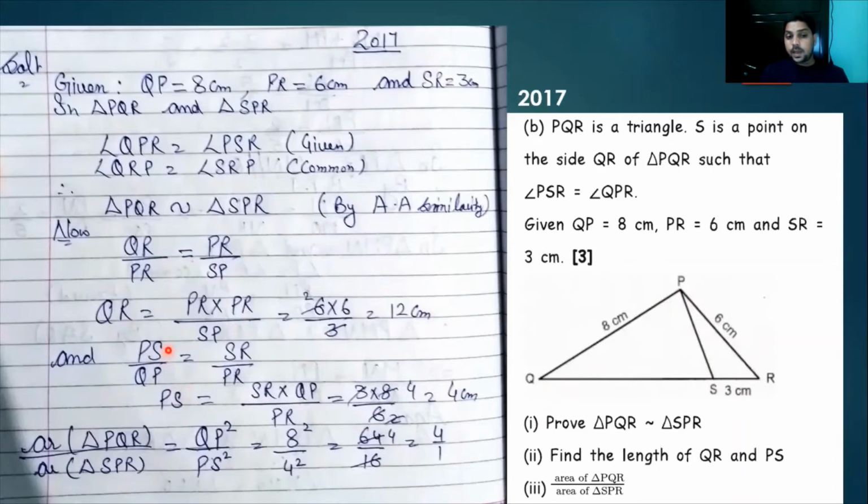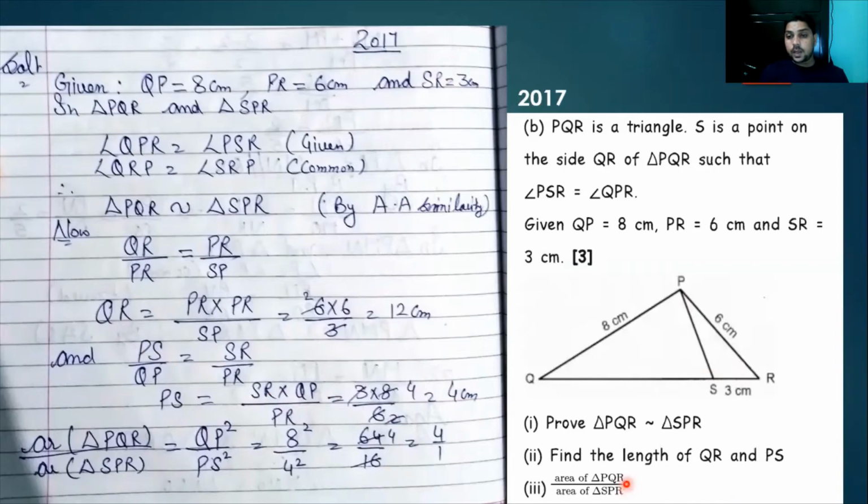Then again PS upon QP is equal to SR upon PR. Again we have the same part here. So the value of PS is equal to SR into QP upon PR. So PS will be equal to 4 centimeter. So the value of QR is 12 centimeter and PS is 4 centimeter here.